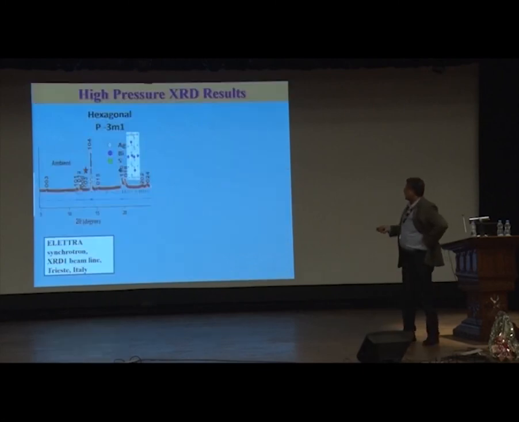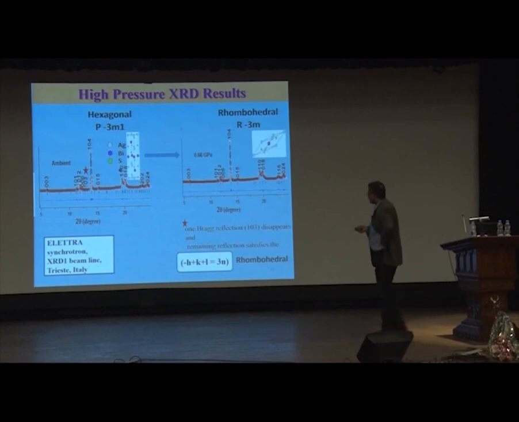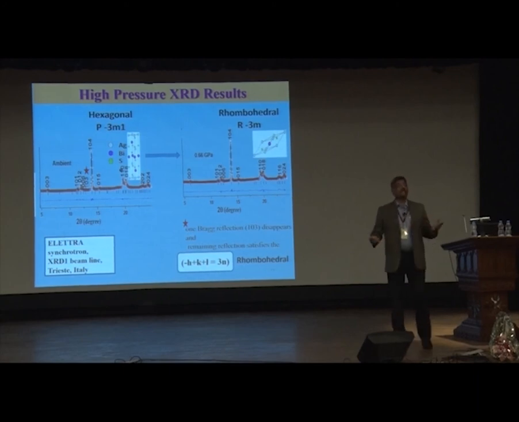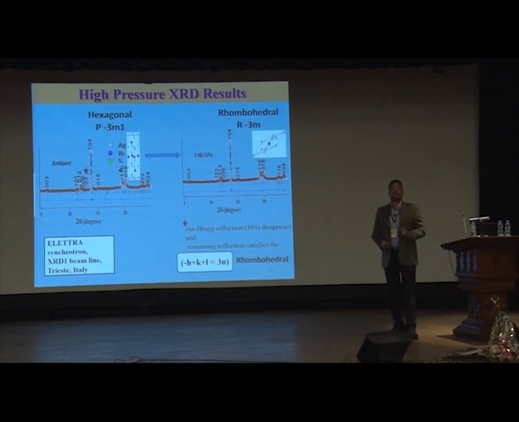Now, this is the primary phase when we start off at ambient conditions. As soon as you apply a very little pressure, about 0.7 GPa, you can see that the 103 peak disappears, which means there is a phase transition in the system. And this is a rhombohedral system. So the phase transition that happens from hexagonal to rhombohedral in temperature is mimicked here in pressure. For a rhombohedral structure, minus H plus K plus L is equal to 3N, and that is why the 103 disappears. So it has gone into a rhombohedral structure.